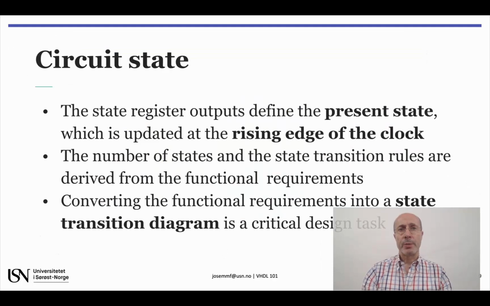The circuit state, as we said, is defined by the outputs of the state register, which are updated at every rising edge of the clock. It is important to realize that the number of states and the state transition rules are derived from the functional requirements that guide the design process, and that this task of converting the functional requirements into a formal state transition diagram is critical and is actually a frequent source of design problems.